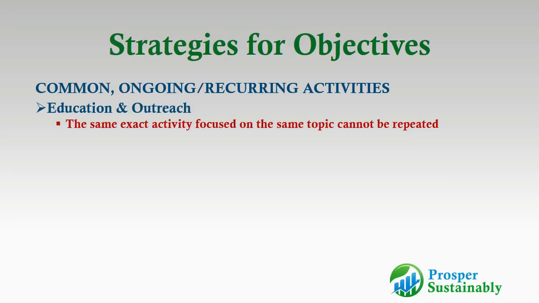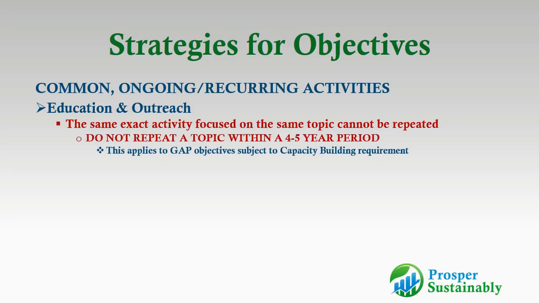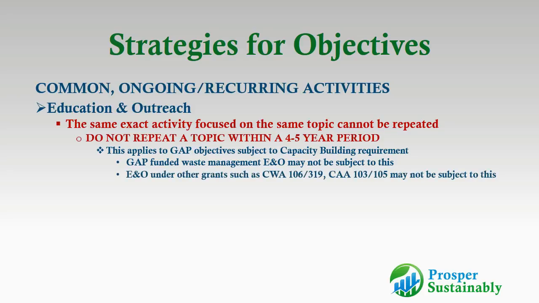All right, so as I mentioned, for education outreach, you can't repeat the same topic each year, at least under GAP objectives subject to the capacity building requirements. Waste management education outreach under other grants may not be subject to that, so you can repeat the same thing, even the same topics, year in and year out. So that's one approach, when you're incorporating these into your ETEP strategic work plan: you would just change the topic in the objective for that year each year.